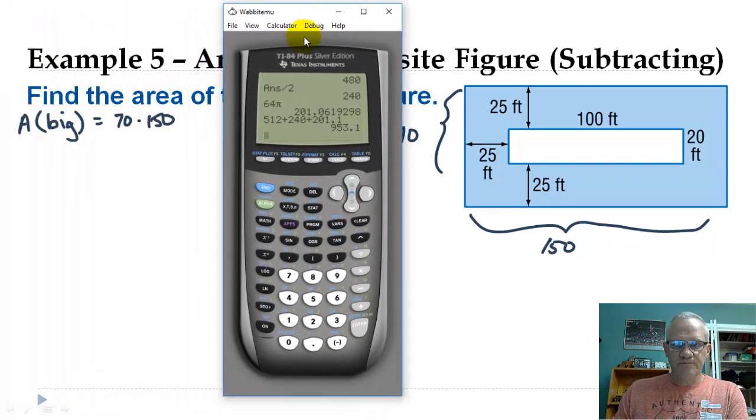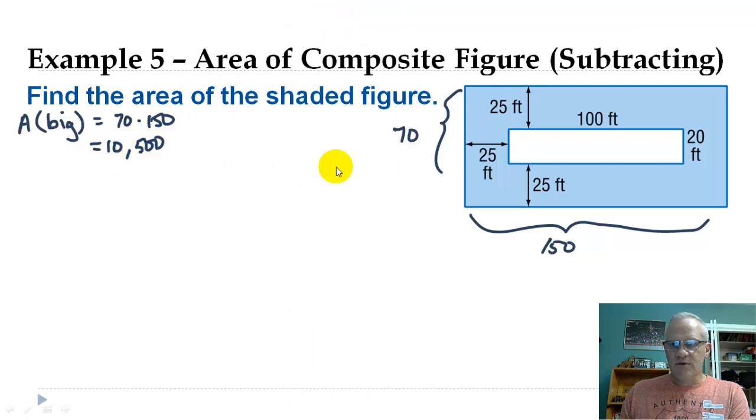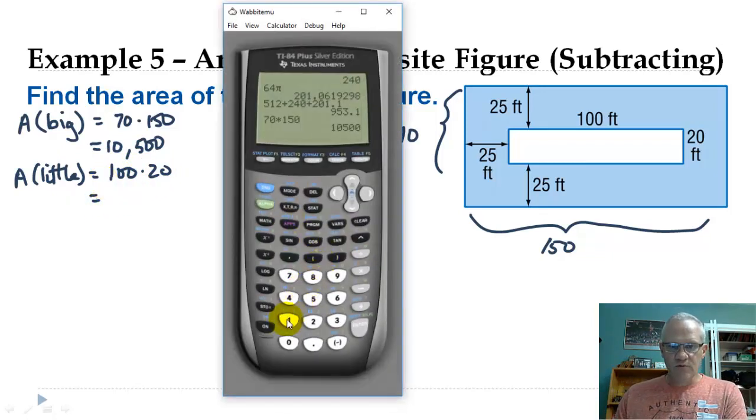70 times 150 is 10,500. Okay, so that's the big one. Now let's find the area of the little part in here. The area of the little part is going to be what? It's 100 by 20. So 100 times 20.